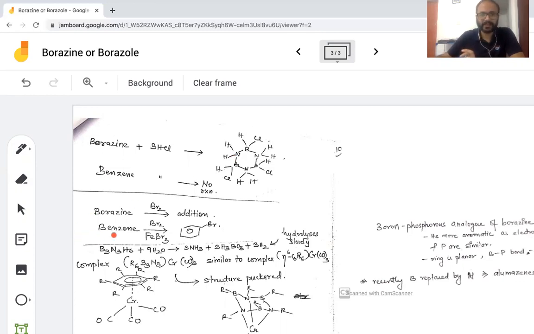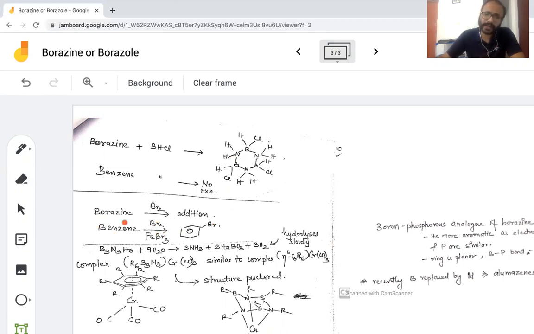Another difference: benzene, when you treat it with bromine in the presence of a Lewis acid, shows a substitution reaction. So this is a substitution reaction. It's not a Friedel-Crafts reaction, it's just bromination. So what you are having is not addition but rather substitution that is taking place here.